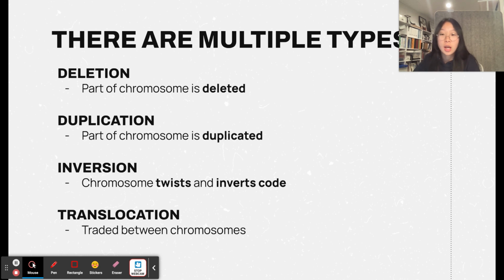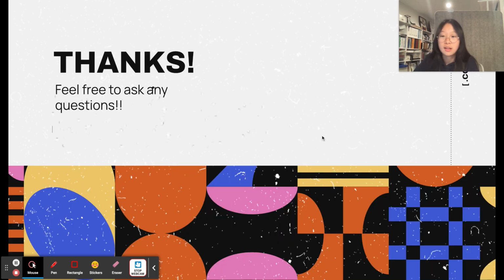And here are the different types of mutations. Most of them are pretty self-explanatory, but I'll also go over them. Deletion: part of the chromosome is deleted. Duplication: part of the chromosome is duplicated. Inversion: chromosome twists and inverts code. Translocation: traded between chromosomes. And that is the end of RNA.